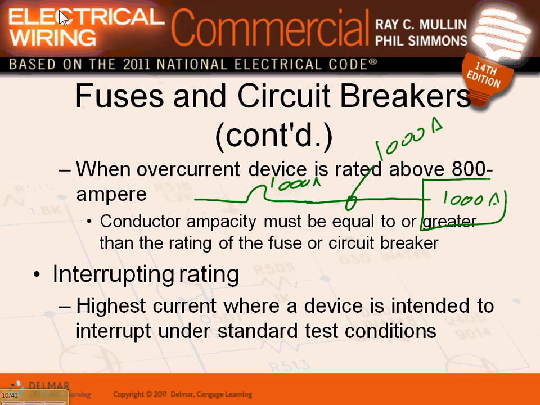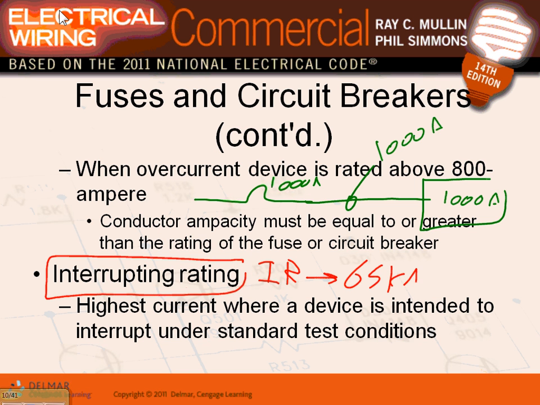Okay, interrupting rating. Almost all circuit breakers have something called an interrupting rating. So if the interrupting rating says 65 kiloamp, this means the highest amount of symmetrical RMS current that this circuit breaker can handle under standard voltage, of course the voltage it's rated for, without exploding. So keep feeding that baby up to 65K; you put 66K on it, it might turn into a big ball of fire.